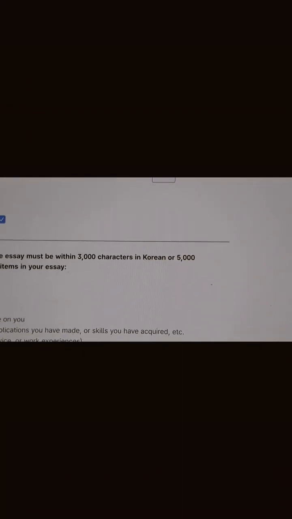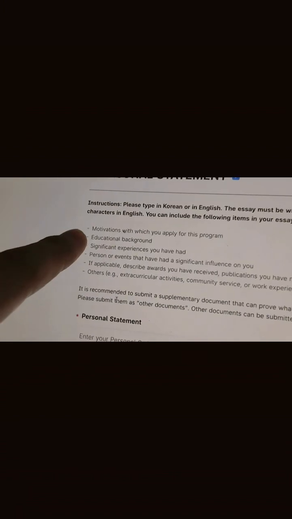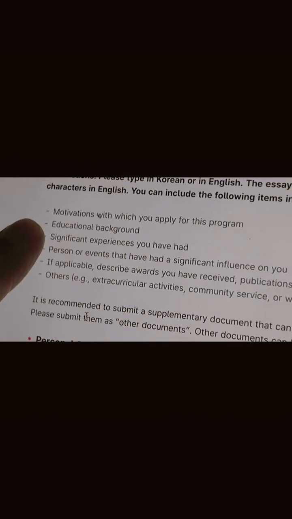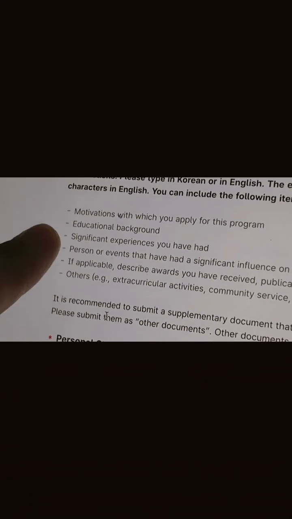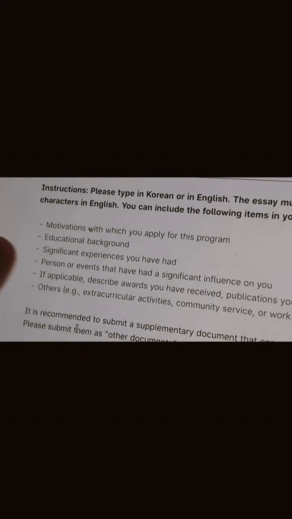Essay must be within 3,000 characters for Korean, 5,000 characters for English, and you may include the following information: the motivation, your educational background, the significant experience, person or events that have significant influence to you, and so on. It has a limit of 5,000 words.